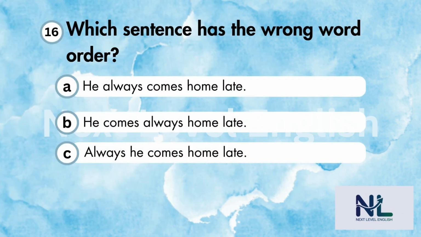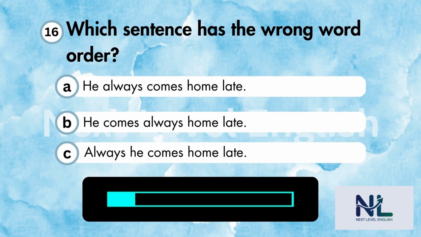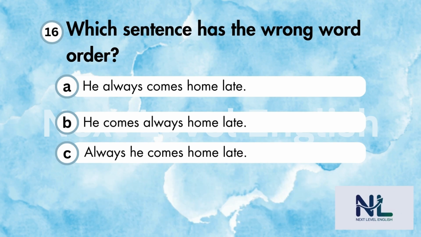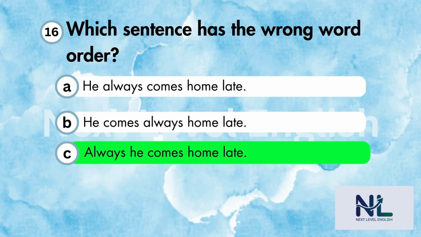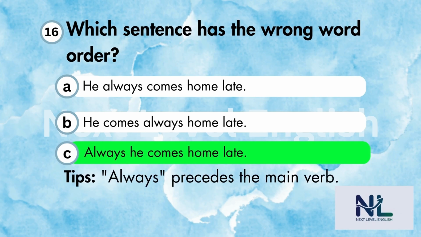16. Which sentence has the wrong word order? Always he comes home late. Tips: always precedes the main verb.